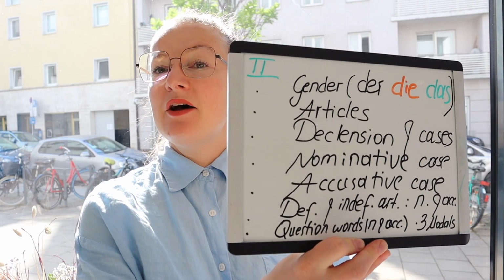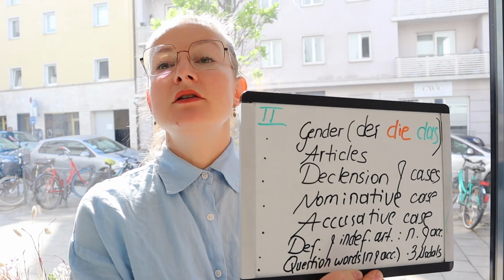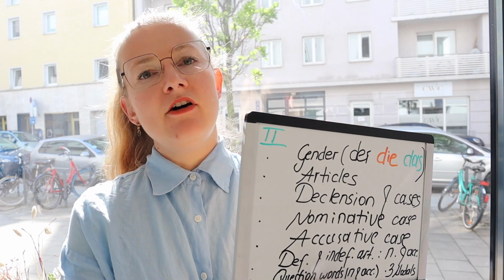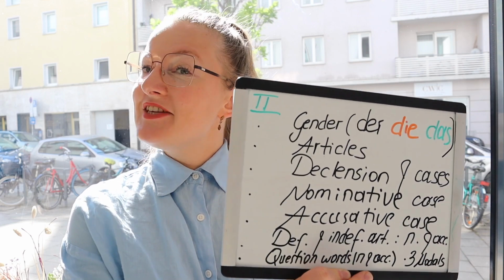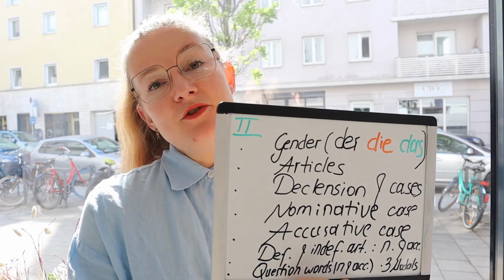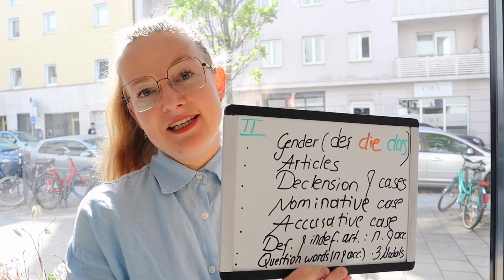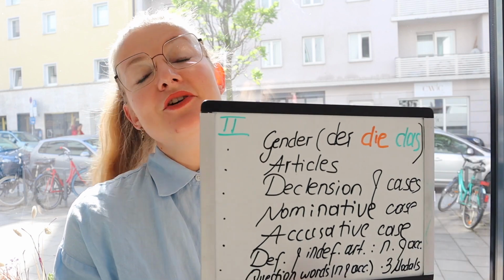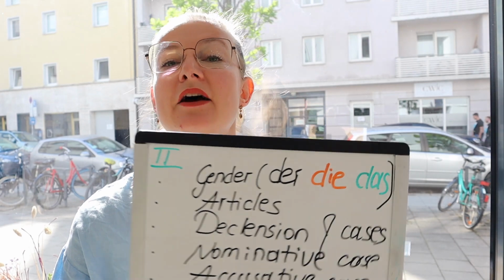First up, the noun gender. Each noun in German has its own gender. How can I identify what gender a certain noun has? With the help of the article. So we've got 3 articles. Der for the masculine nouns, die for the feminine nouns, and das for the neuter nouns.